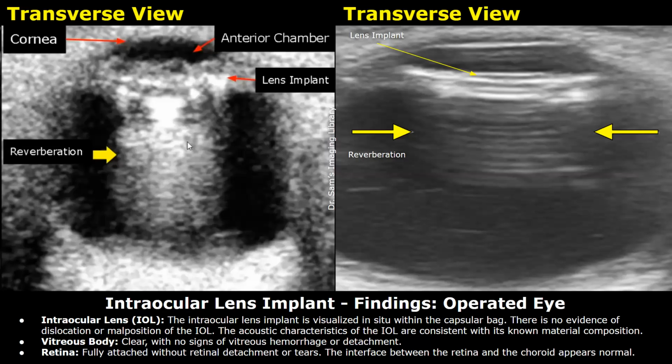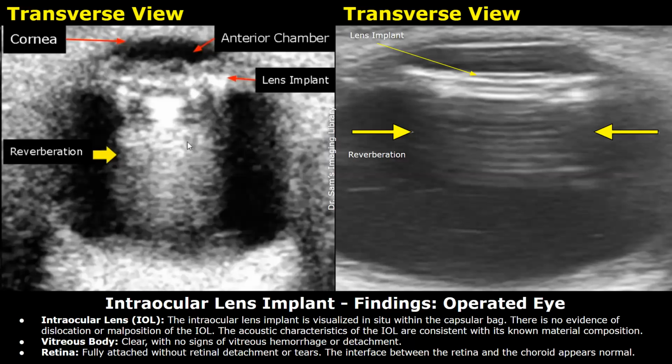Intraocular lens. The intraocular lens implant is visualized in situ within the capsular bag. There is no evidence of dislocation or malposition of the IOL. The acoustic characteristics of the IOL are consistent with its known material composition.